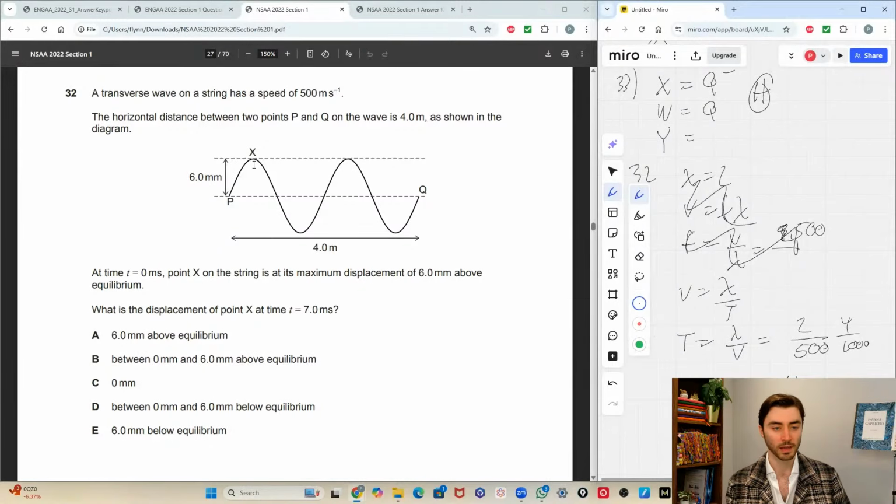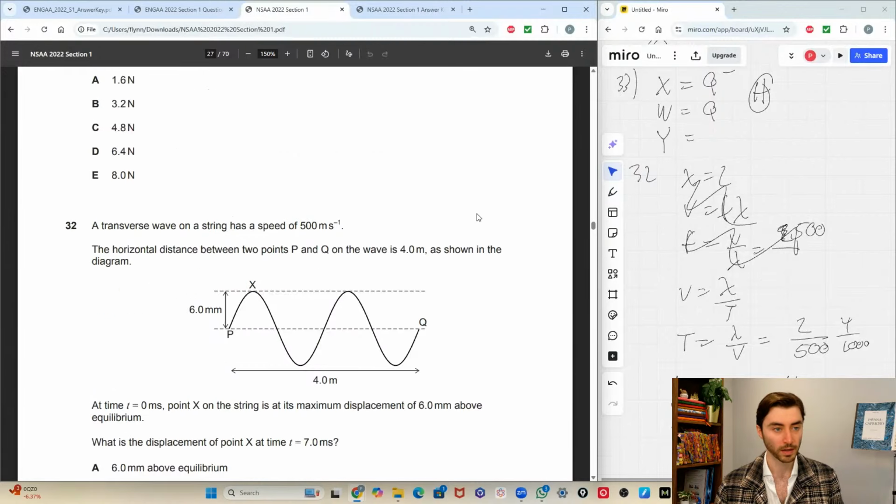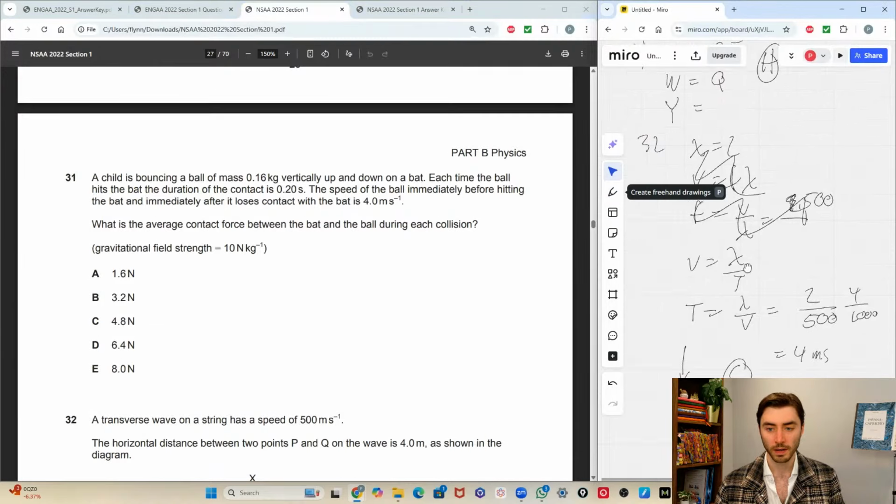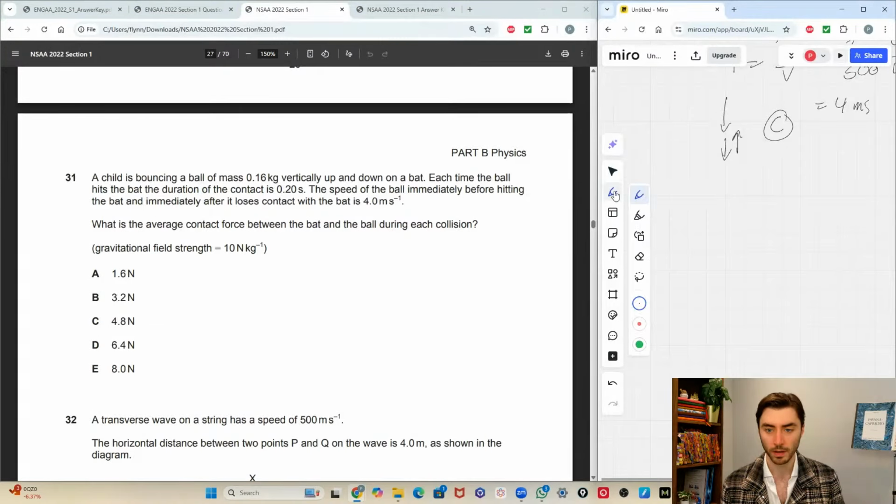So what that means is in 4 milliseconds, it's done a full thing. So 7 milliseconds is one complete wave and 3/4 of the next wave. So it's going to go down, down, up, and it's going to be at exactly 0 from that point. So here, 31.